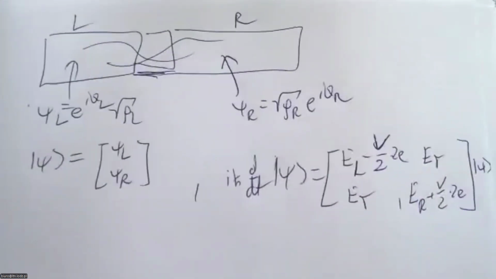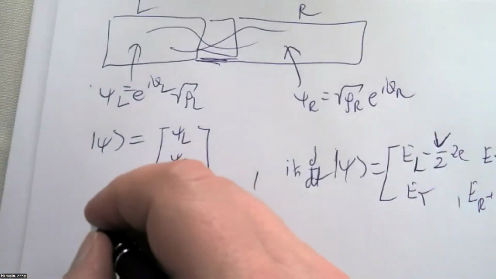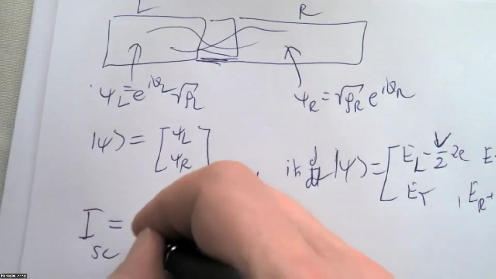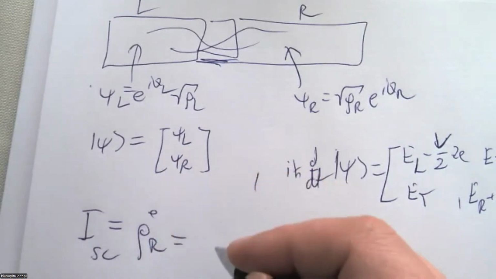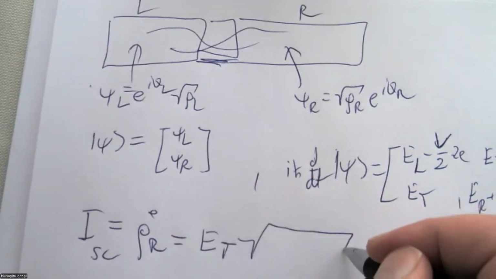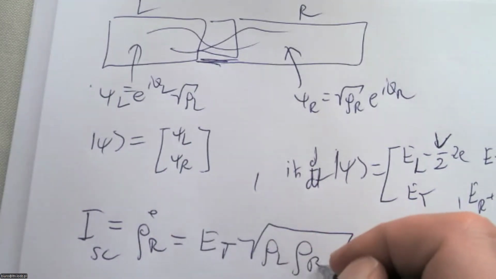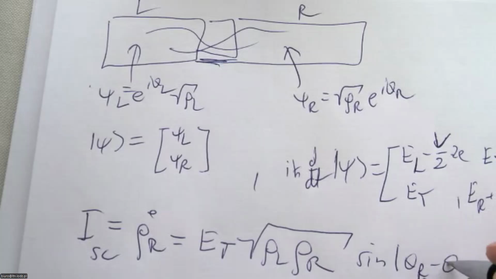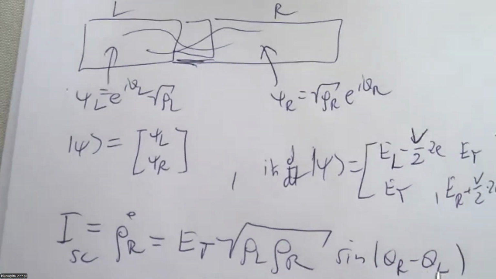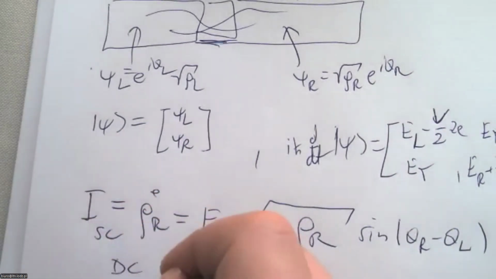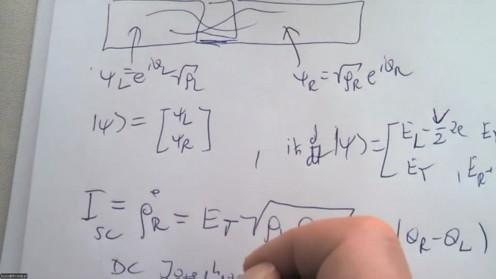And based on that, we had derived the current flowing, the superconducting current. For a very small phase difference, the sine of the phase difference is the same as the argument. So the DC Josephson effect was established.